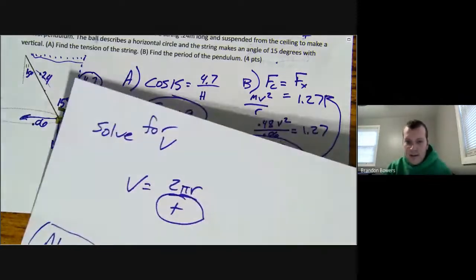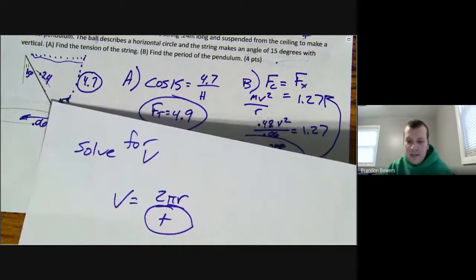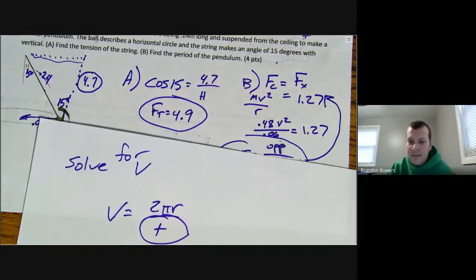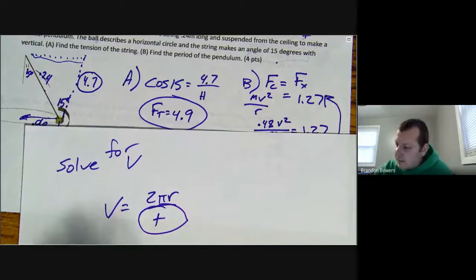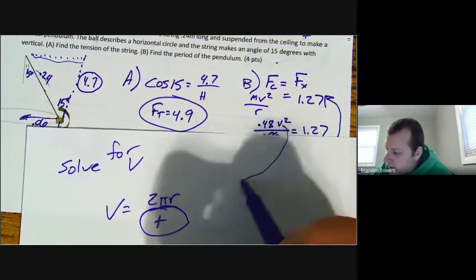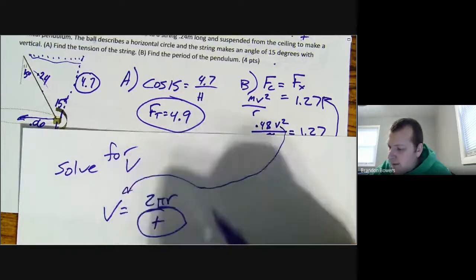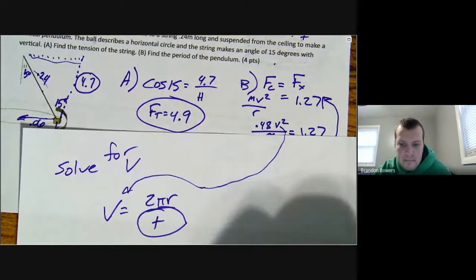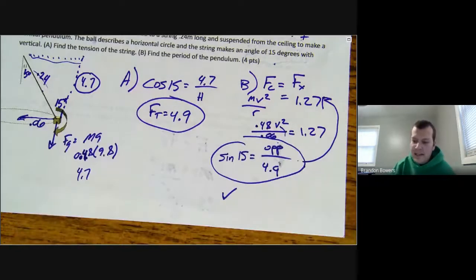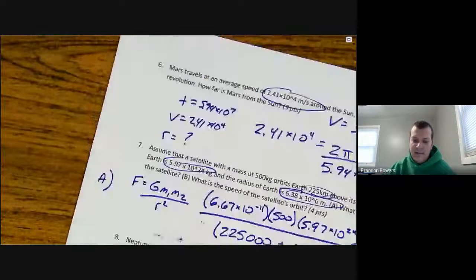You can solve for v, plugging it in 2 pi r over T. So you're solving for T there. So this velocity right there, you're going to plug that in, go down to there, and solve for T there. And that's how you could get that answer. Okay, so that is the test.